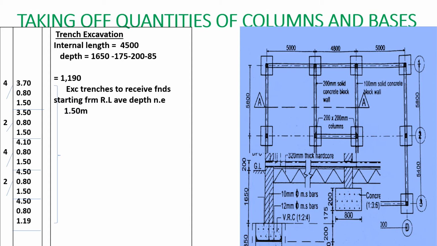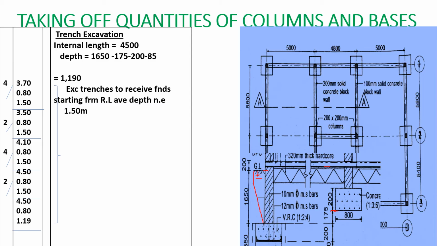And then the internal one, it has a length of 4500, that is 5800 minus 1300. And then the depth of the internal one will be from this point, from ground level here up to here. So we have 1650 as our total depth from here up to here. That is from here, yes, up to down. We subtract 175, that one. So from this point upwards, yes, we have 1650 minus 175. And then we are going to subtract the ground vegetable soil 200 and also the 85 reduced level. That's going to give us 1190. So that is 1.19. So this is the internal one.